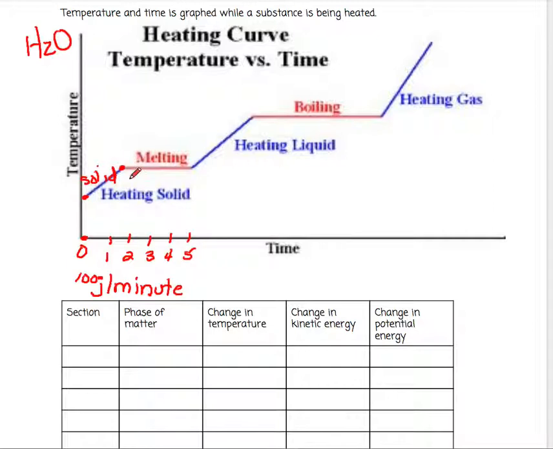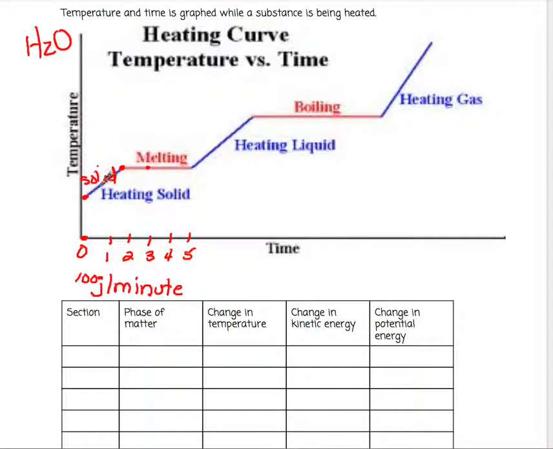I'm still adding heat because I'm at 2 minutes, and then by the time I get to 3 minutes, which would be somewhere around here, I have added another 100 joules of heat energy. Well, where did that heat energy go? The heat energy now is being used to melt the ice. The heat is going into or being stored in the water, the H2O solid becoming H2O liquid.